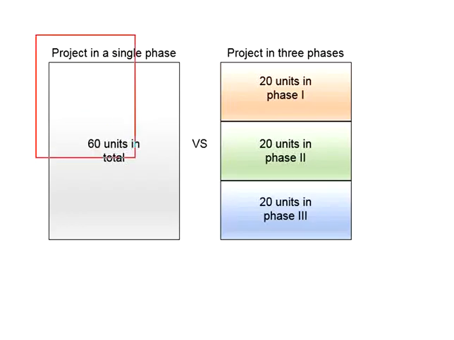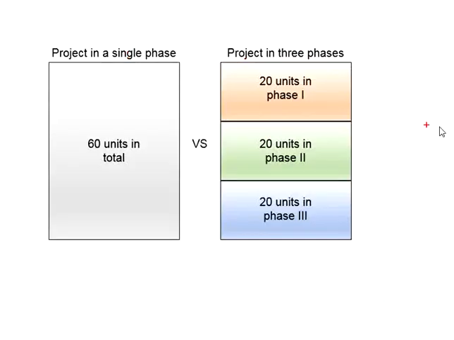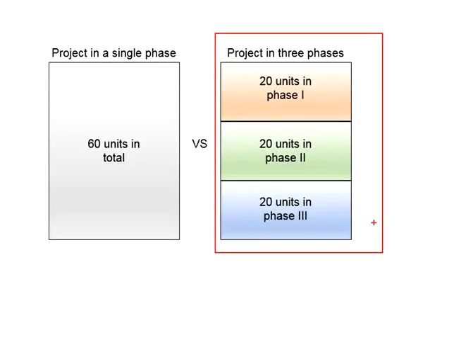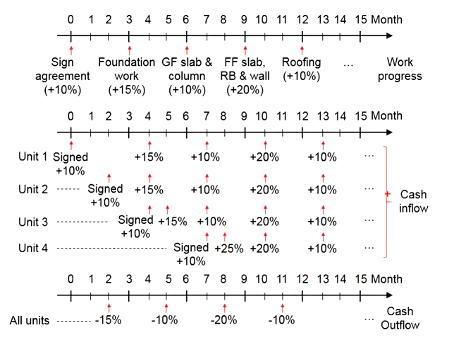If the project is carried out in one single phase, that means you will have to group the expenses for all the units of the project together while computing the cash outflow. If your project is carried out in several phases, then the computations of the cash flow can be discrete into various phases. A good comparison between the computations of the cash inflow and the cash outflow.